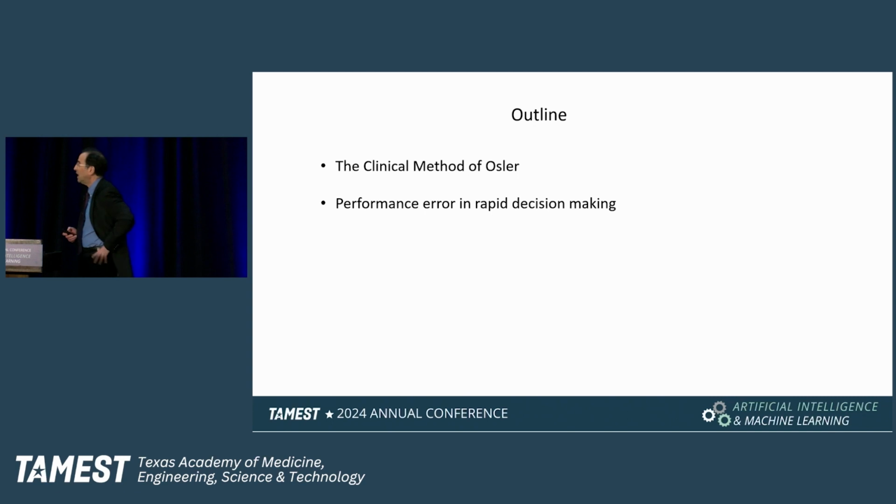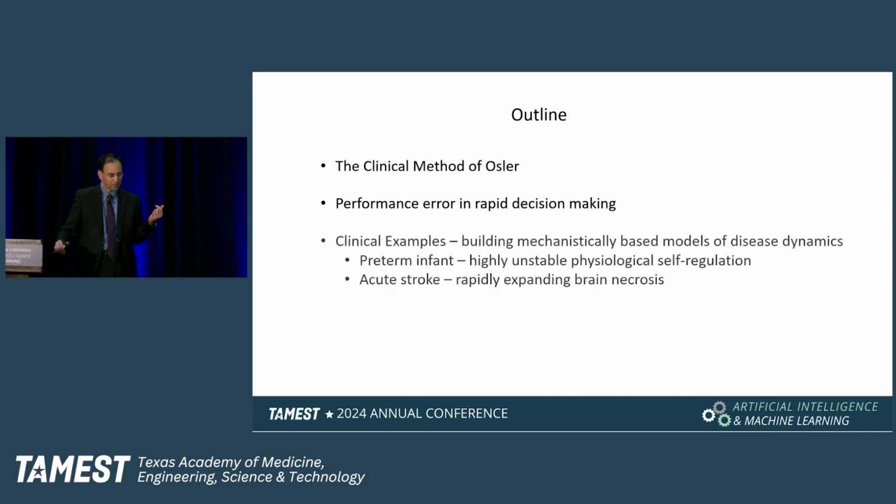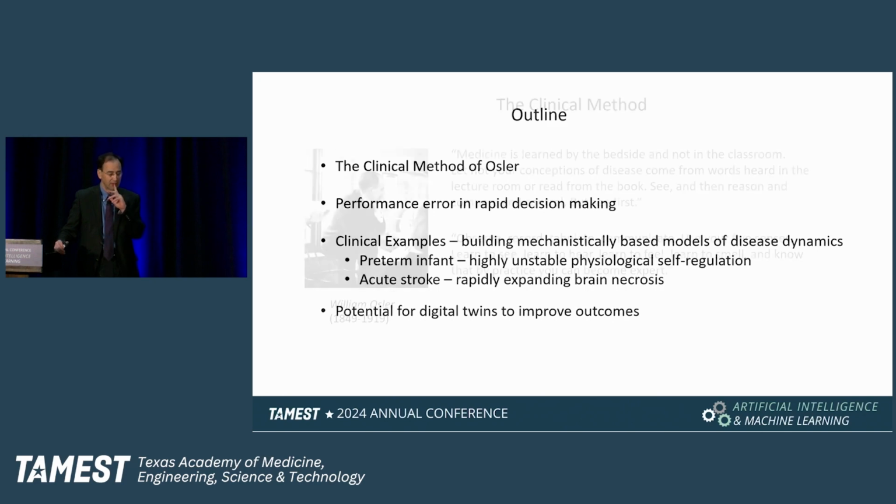The second is I wanted to explain in one or two slides how I got interested in this. I'm a neurologist, and I got interested in the cognitive physiology, the neurophysiology of circuits in the brain that underlie error and rapid decision making. Then I'm going to give you two examples as clinical stories, in the spirit of Osler. And then I want to end with the potential for digital twin technology to improve outcomes. So very clinically oriented in this talk.